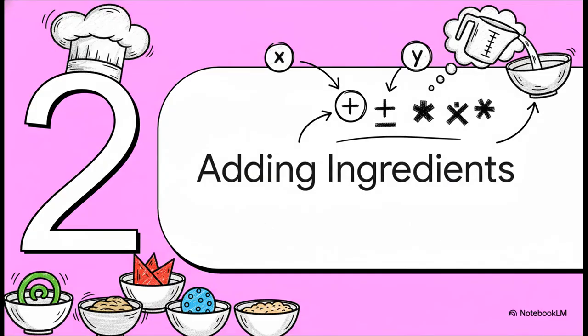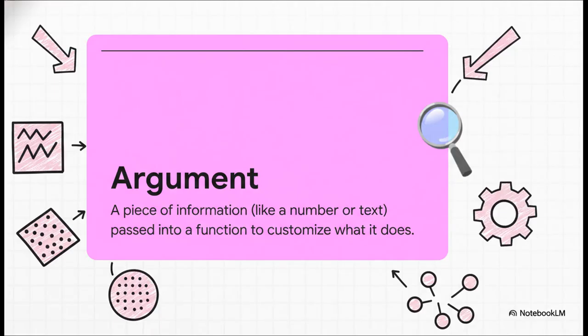All right, so a recipe that does the exact same thing every single time? I mean, that's useful, sure. But what about a recipe you can customize with different ingredients? That's a game changer. And in programming, our ingredients have a special name. They're called arguments. So, what's an argument? It's really just a piece of info, a number, some text, that you pass over to your function when you call it. This is what lets you change how the function behaves each time, which makes it incredibly flexible.